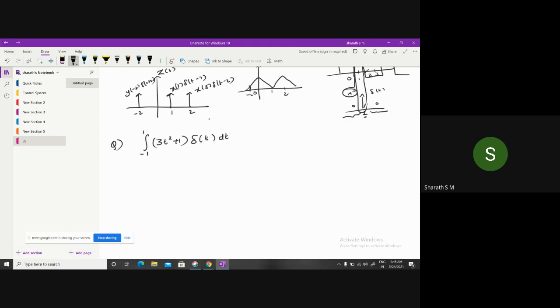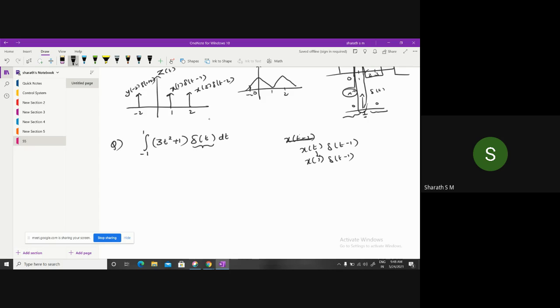As we discussed in the previous problem, x of t into delta of t minus 1 can be written as x of 1 into delta of t. That indicates at t is equal to 1, we are going to check the signal. In the same way here, in the place of x of t, we have 3t square plus 1, which is going to multiply with delta of t.